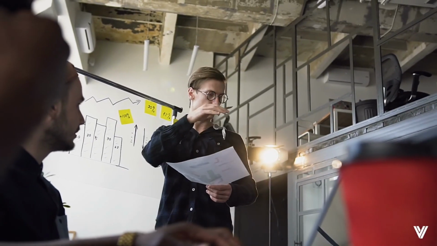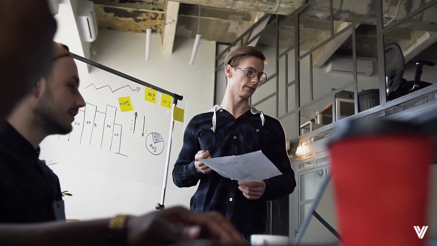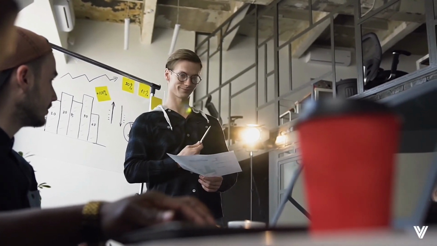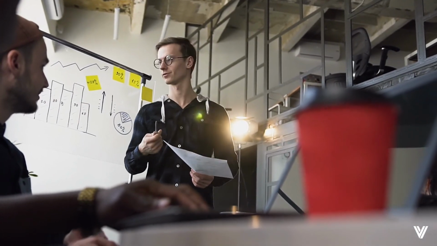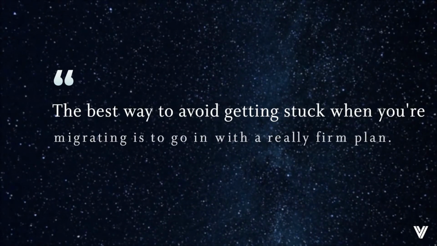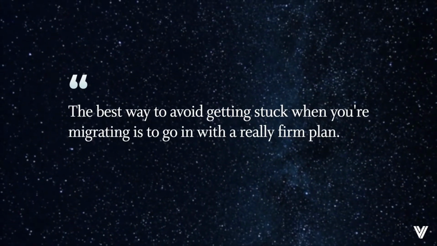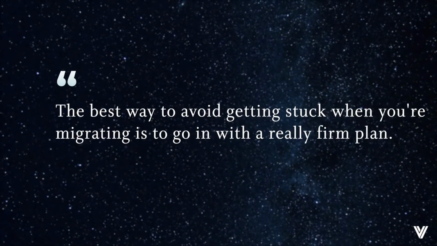And then next, you're going to look at the management planning itself. So who's going to be the owner of these services? Who's going to make a change if something fails? How are you going to make these changes if your application fails? You need to consider really all of the possible scenarios that can happen once you do migrate and figure out how you're going to address those. And that's the best way to avoid getting stuck when you're migrating, is to go in with a really firm plan. Another piece of the migration plan is a risk assessment, which kind of falls into what I just said.